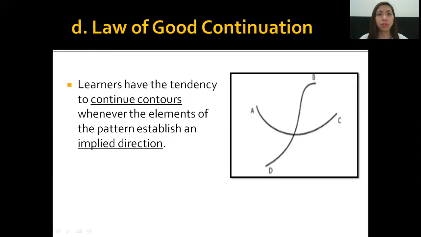Next, we have the law of good continuation. Learners have the tendency to continue contours whenever the elements of the pattern establish and imply direction. So for example, in this figure, point A and point C make one curved line, and point B and point D make another curved line that overlaps point A and point C.